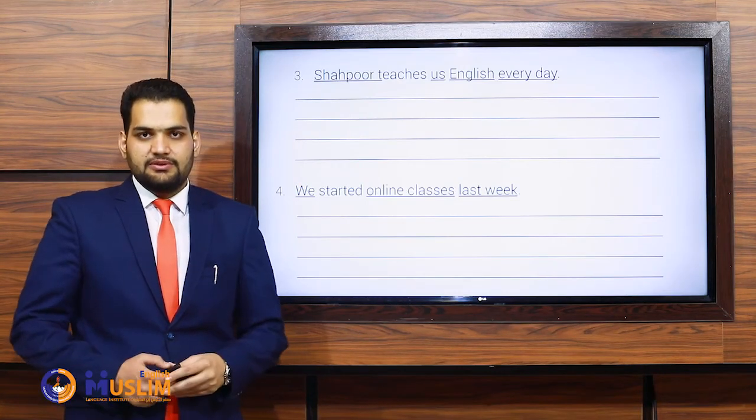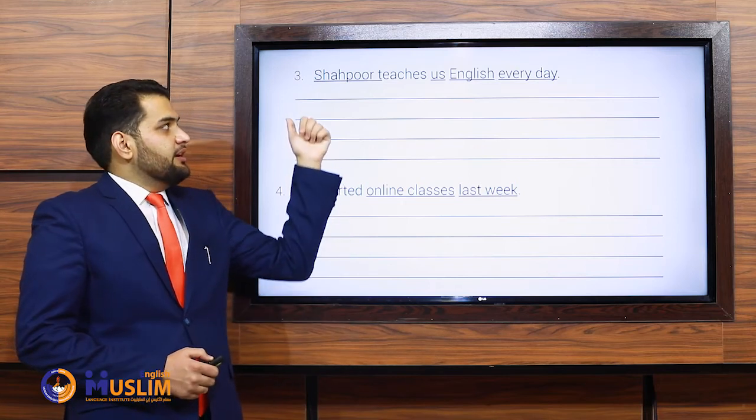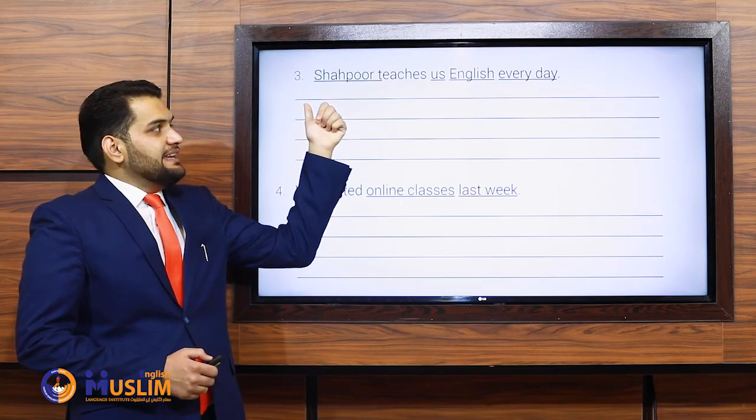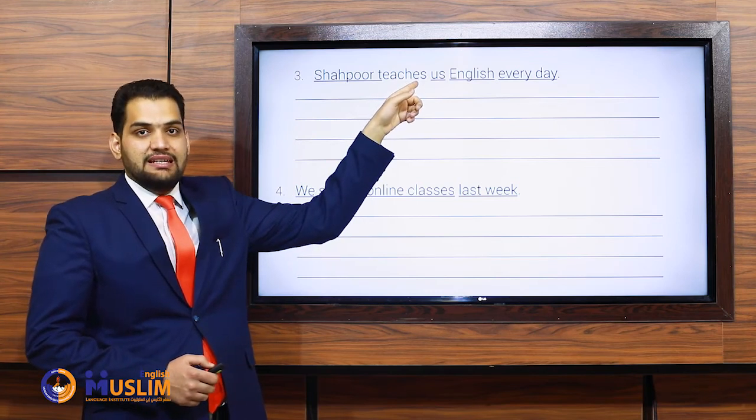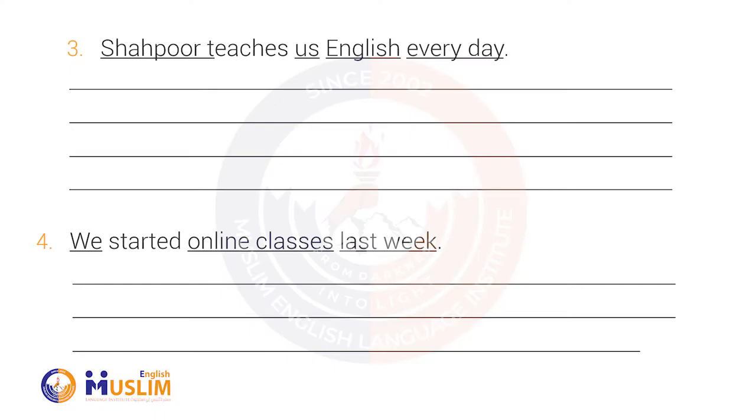So, let's talk about the answers. The first one. It is Shampoo. Do not forget that. You have to say it is, because we have the present tense. It is Shampoo who or that teaches us English every day. Or it is us, or it is we. We is more formal, of course. So it is us or it is we whom Shampoo teaches English every day.